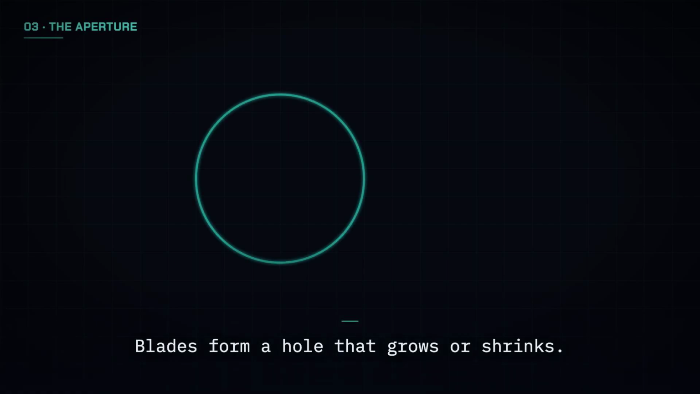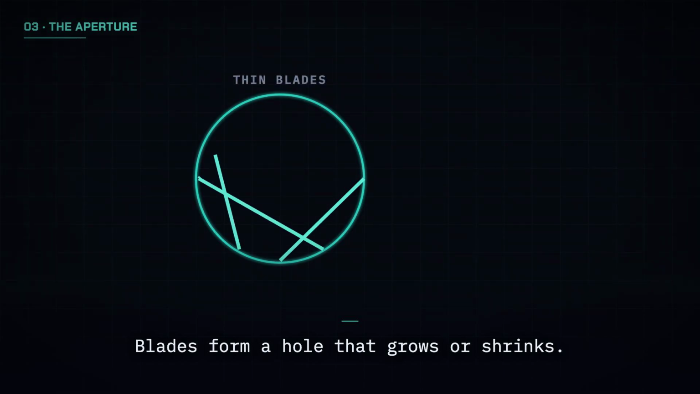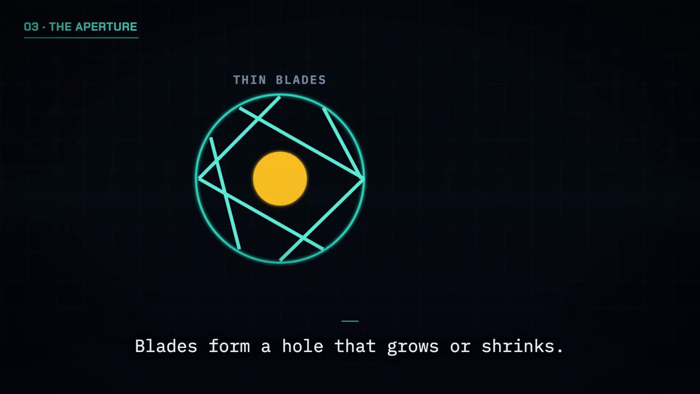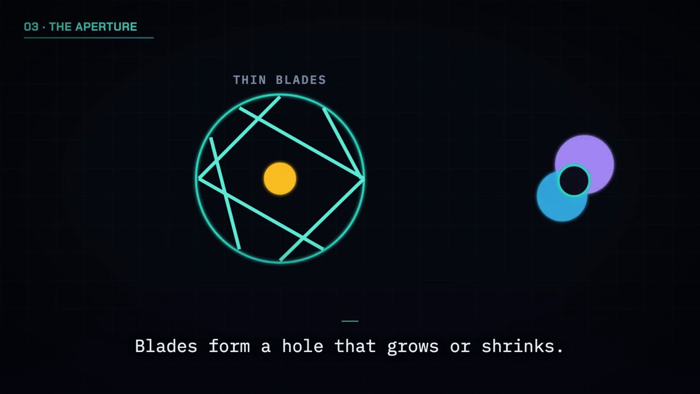Now, how much light? Behind the lens sits a ring of thin blades. They overlap to form a hole, and that hole can grow or shrink. This is the aperture. Open it wide and a flood of light pours through, good for a dark room. Close it down to a pinpoint and only a trickle passes, good for bright sun. The same opening also shapes the background blur. A wide hole melts everything behind your subject into soft color.